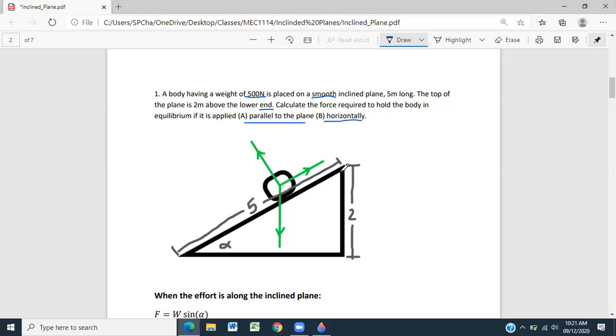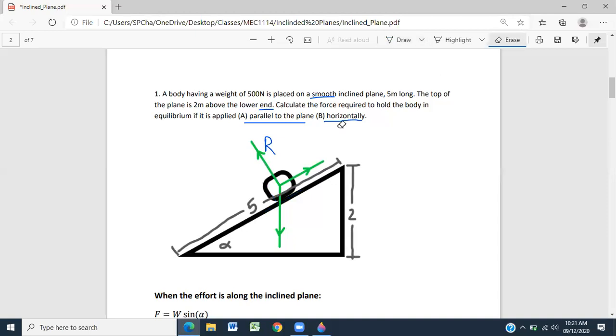We know the inclined plane is 5 meters long, and we know it's smooth. So with the reaction counterforce here from the contact, and it's smooth, so no friction, it must be at 90 degrees to this plane here. Agreed?